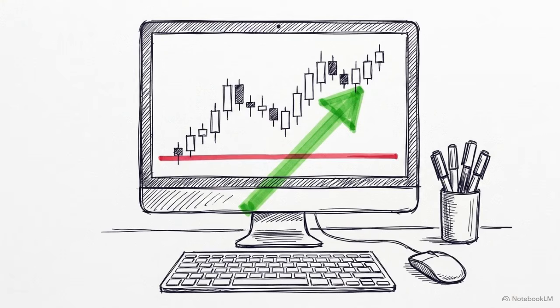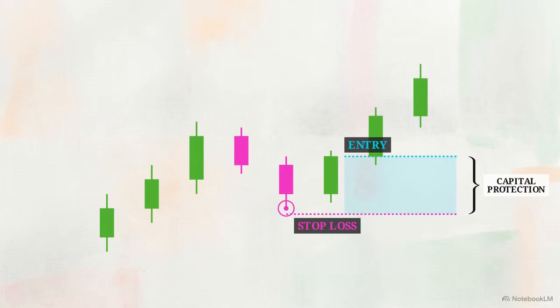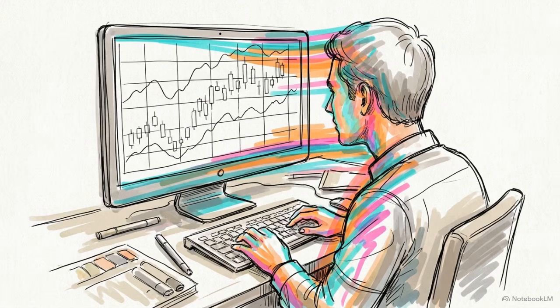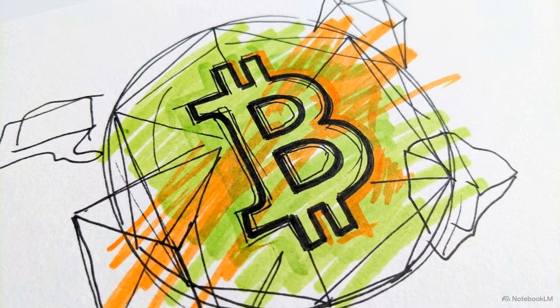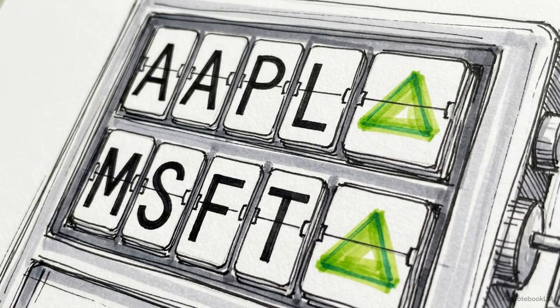By the end of this video, you will know exactly how to map a complete trend-following trade, from identifying the right entry point to setting strict exit parameters that protect your capital. To get the most out of this, go ahead and open your preferred charting software. Pull up a major asset, whether that's a Forex pair or a cryptocurrency or a large cap stock, so you can follow along.